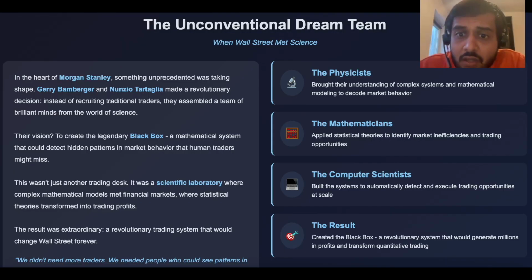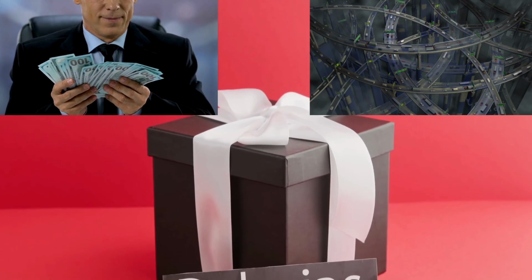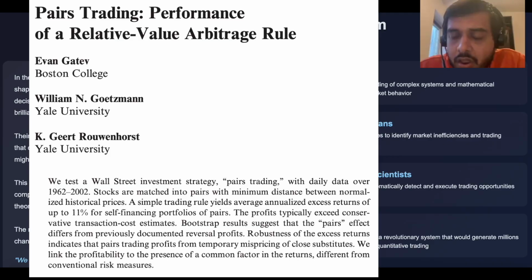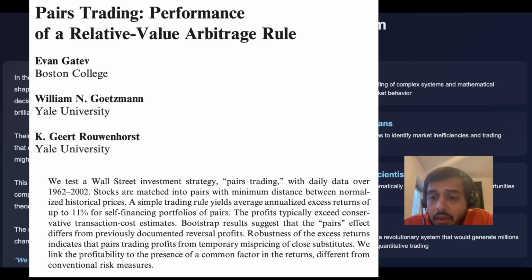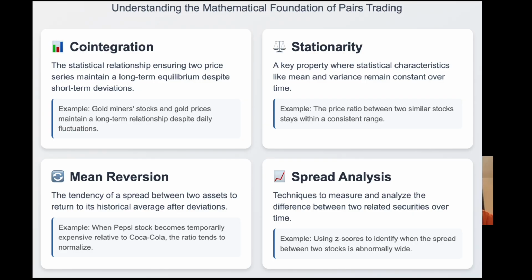Together the team built what is famously known as the black box model. People thought the black box model was something cutting edge because it made huge profits for Morgan Stanley, and it created a huge buzz in the financial world. But as time passed, academic papers came out explaining what the black box model could be. It turned out to be rather simple statistical concepts like co-integration and mean reversion techniques, which we will see in the coming sections.